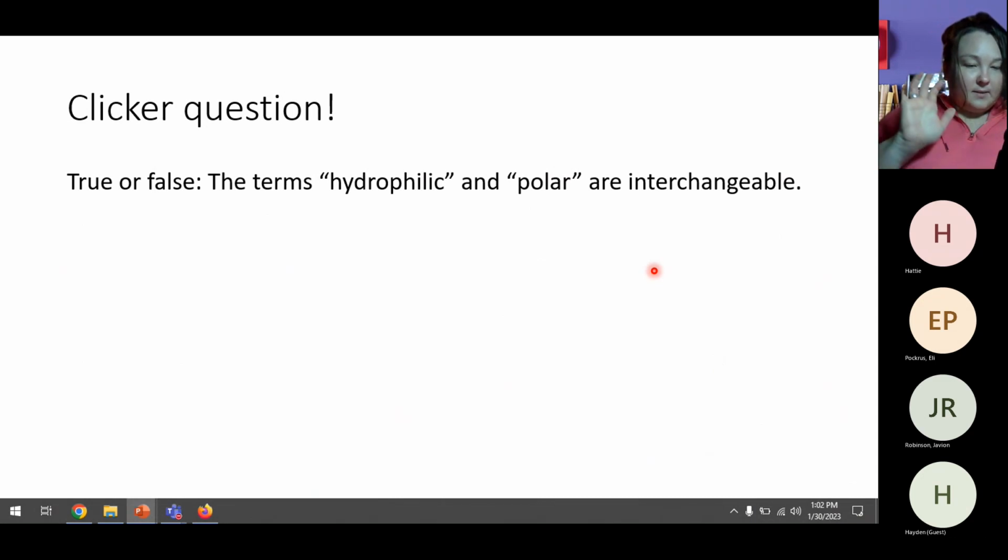Our next clicker question. Feel free to use your notes.